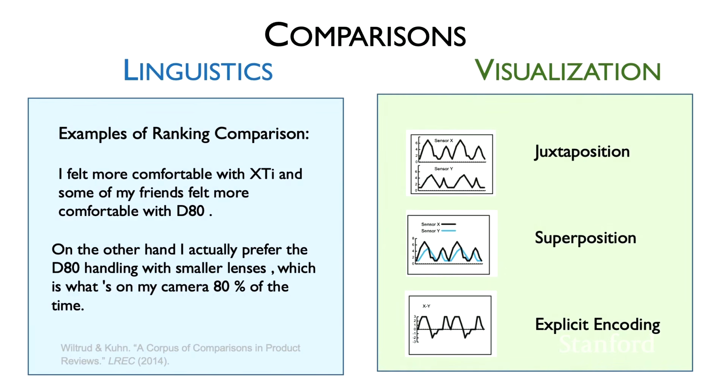In visualization, we do visual comparisons via juxtaposition, superposition, and explicit encoding. And something to note is in visualizations, we can compare a very large number of data points at a time, but with text, we can only compare 2 to maybe 5 if we use the word respectively. All right.